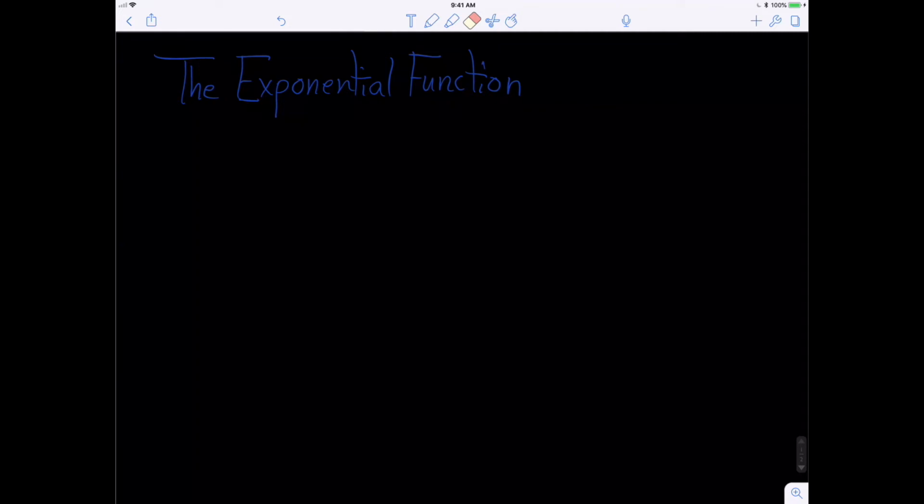Hi, this is Tom. And in this lesson, we are going to learn about the exponential function.